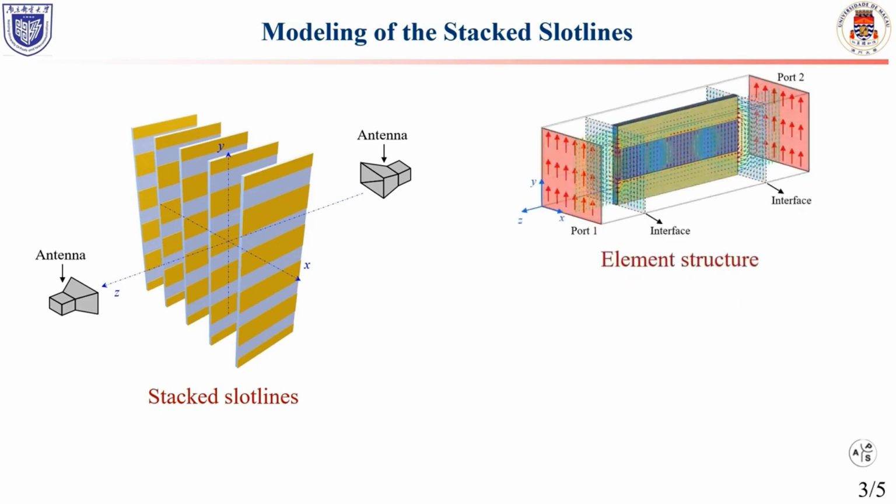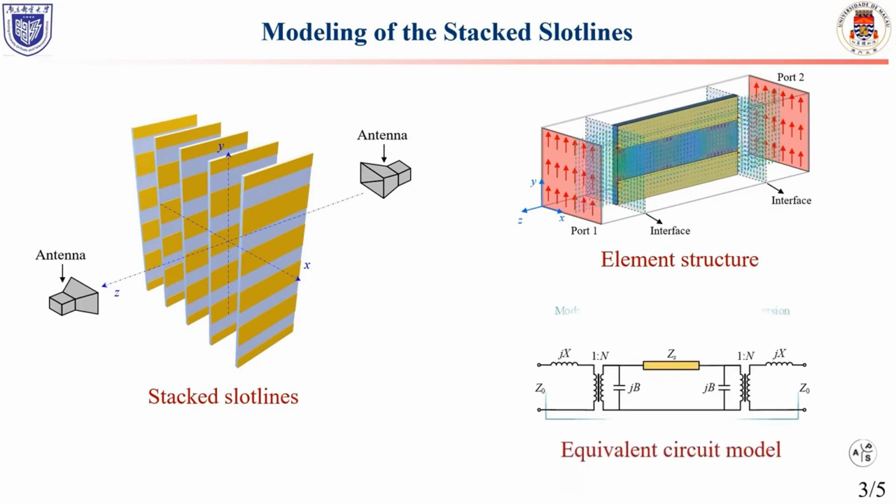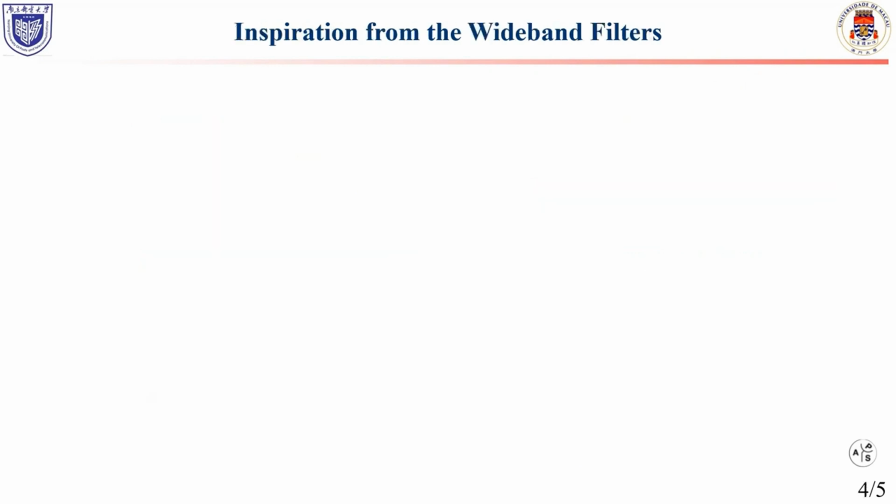From the animated electric field distribution, it's obvious that the incident spatial waves can be converted into guided waves and transmitted through the slot line. Finally, they are converted back to spatial waves on the other side. The entire structure can be exactly modeled by this equivalent circuit model. The interface is established by the mode conversion network, and the slot line is represented by a transmission line.